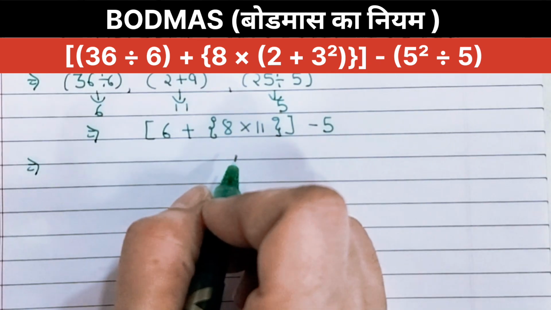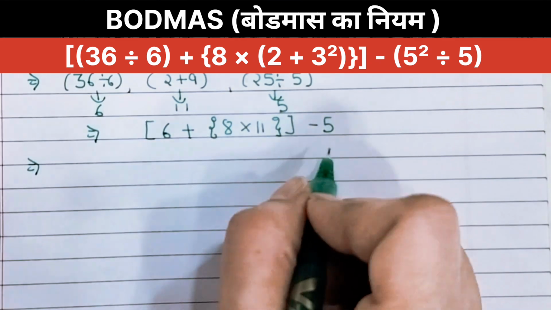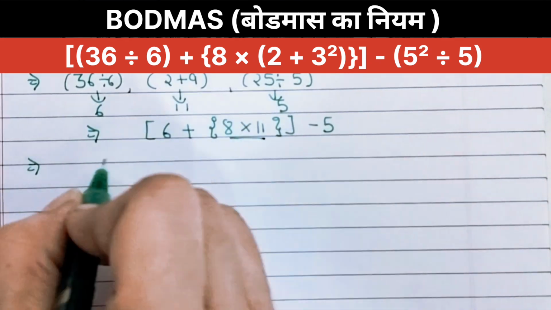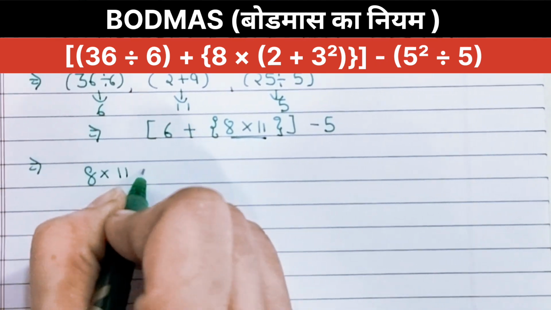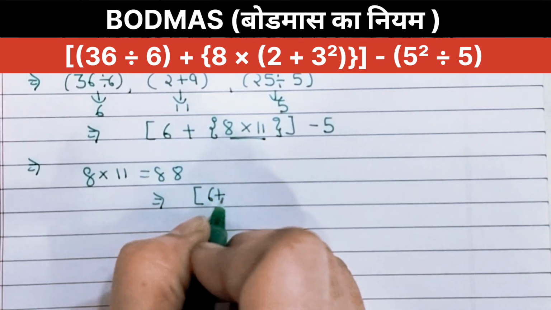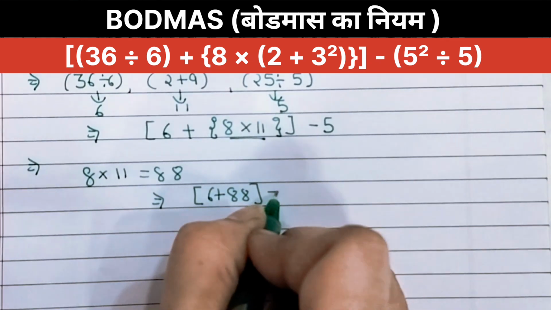Now the third step, solve the curly braces. Next we move to the next layer of grouping. Multiply the numbers inside the curly braces. Now 8 multiplied by 11 is equal to 88. And now the current expression becomes 6 plus 88 minus 5.